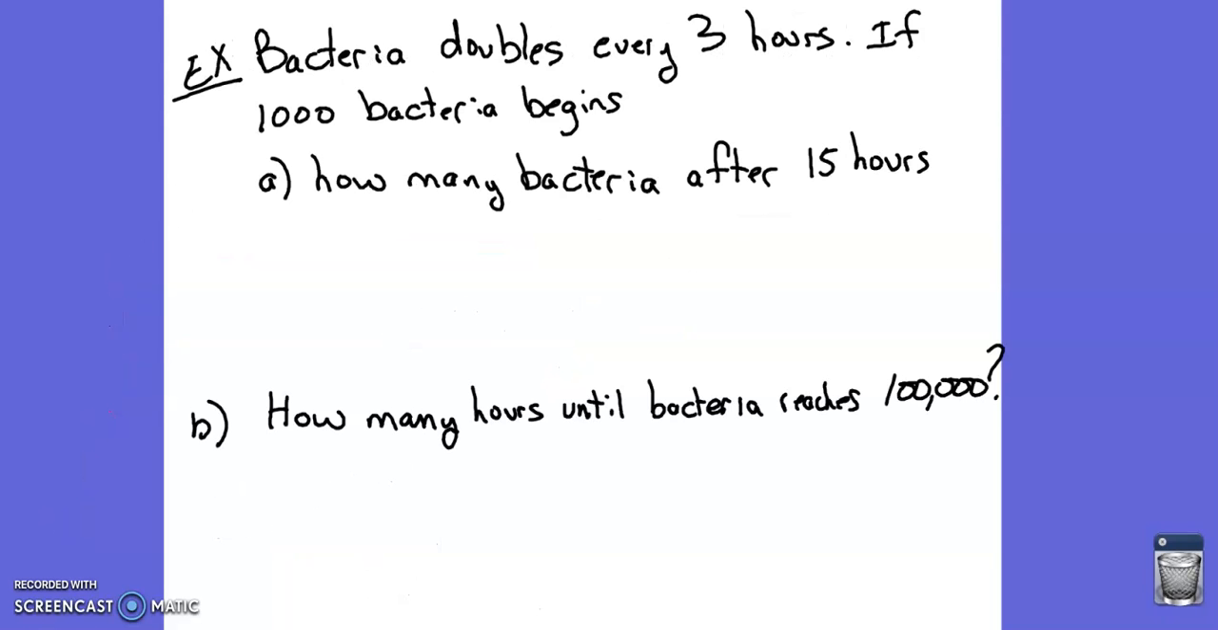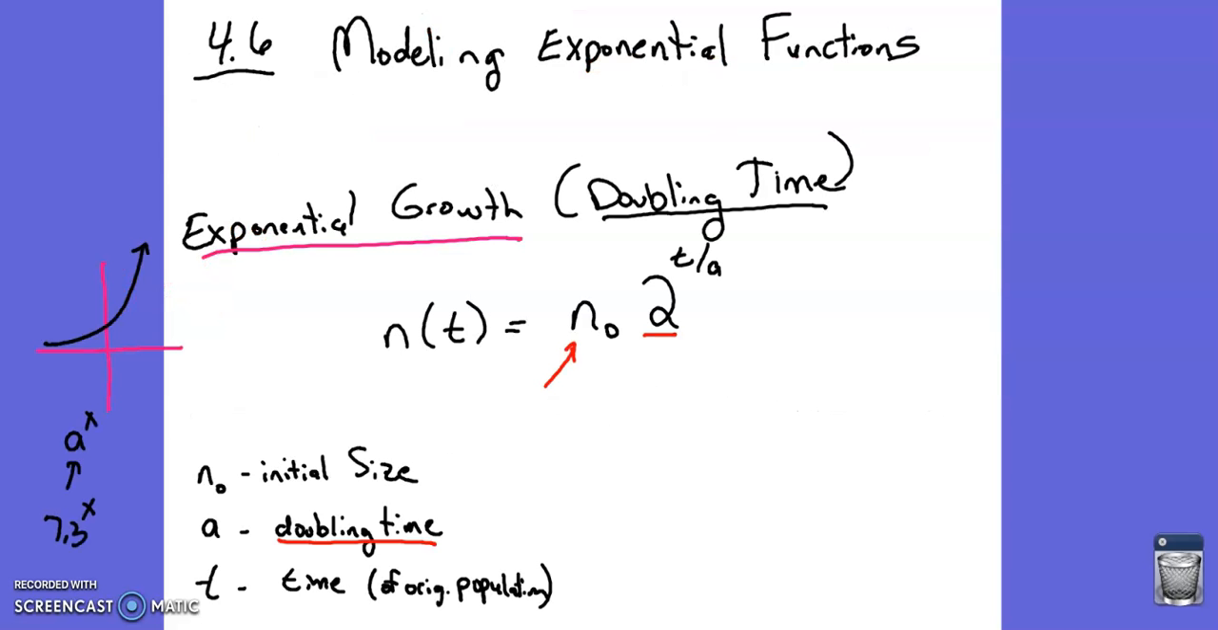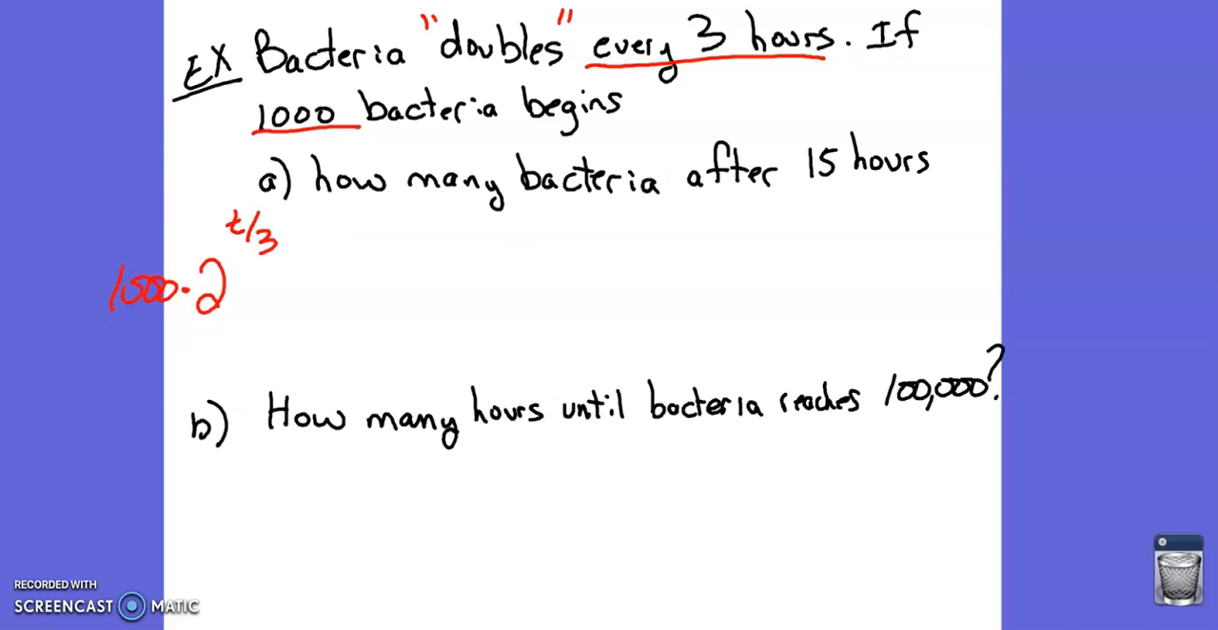So here's bacteria doubles every 3 hours. Again, the word double should tell you that the base is 2. And we know we have t over 3 because it's doubling every 3 hours. And the initial bacteria is 1,000, so we're going to multiply it by 1,000. So that's how we're going to be setting this up. Notice that is the formula in sub t. So that's the function that I'm going to be using.